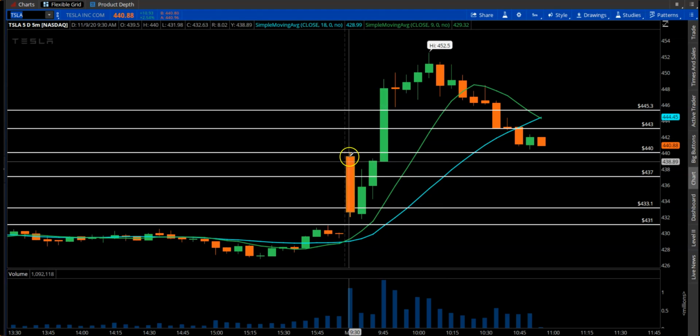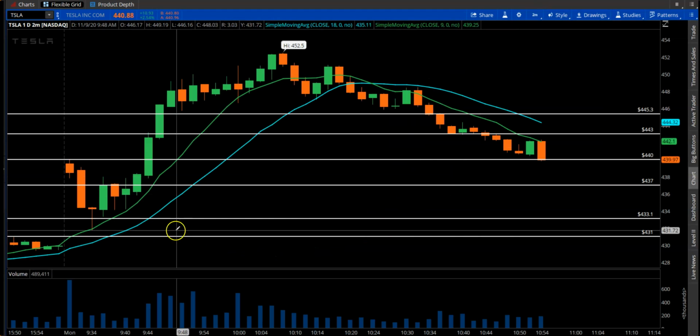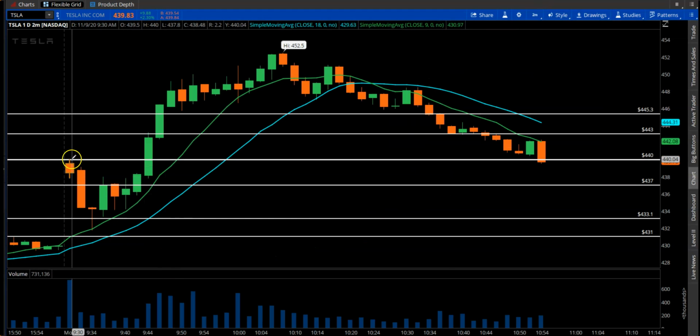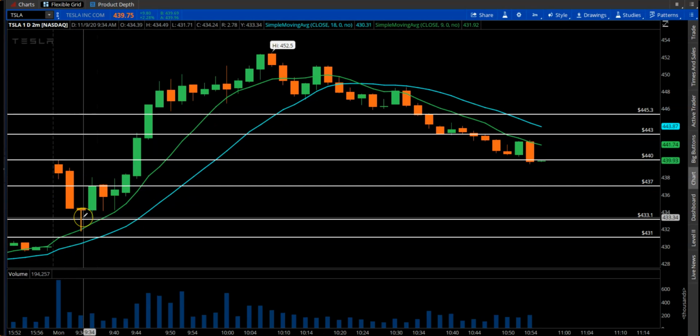You opened up here at 440. This was the breakout area. This is a 5-minute chart. Let me dig into the 2-minute chart. So this is a 2-minute chart. It couldn't pass through that 440 in the morning. It just dropped hard in the morning till 433. So your order should be ready there, 433, 431.